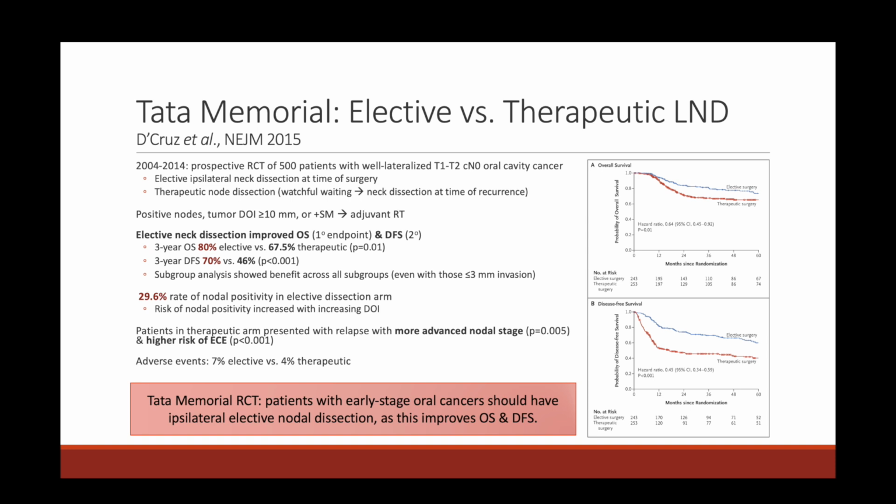For the patients that were in the elective dissection arm, what was the rate of nodal positivity? So it turned out that 30% of patients in the elective dissection arm ended up having positive lymph nodes, and the risk of having positive lymph nodes increased sharply with increasing depth of invasion. So it's important to realize that, in this study, 30% of patients had positive lymph nodes, even if they were clinically node negative. And so elective lymph node dissection is really important. And in this study, it improved overall survival and disease-free survival.